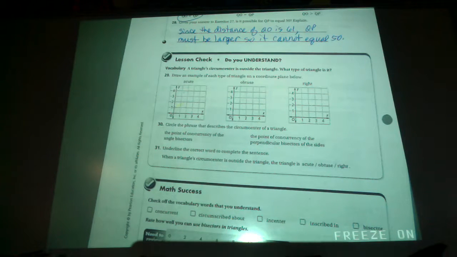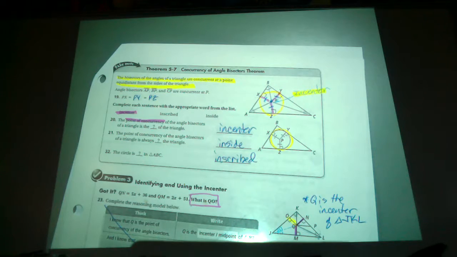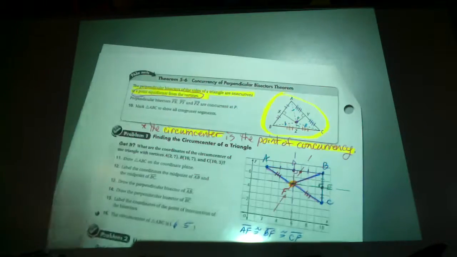So you need to determine, and if you look back at this example, what kind of a triangle is that example there? Oh wait, that's the wrong one. What kind of a triangle is that example right there? Acute or obtuse? Acute. Where is the circumcenter in that one? On the inside. So that leaves us only what triangle? The obtuse.